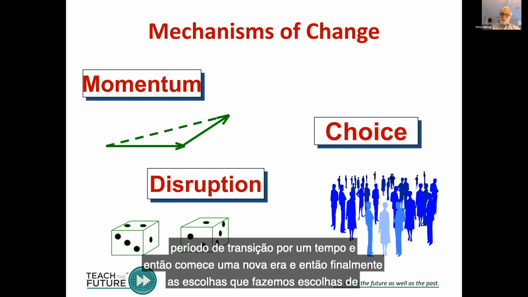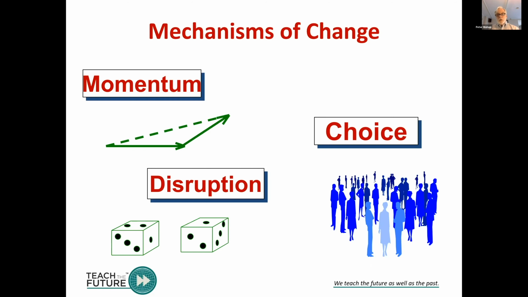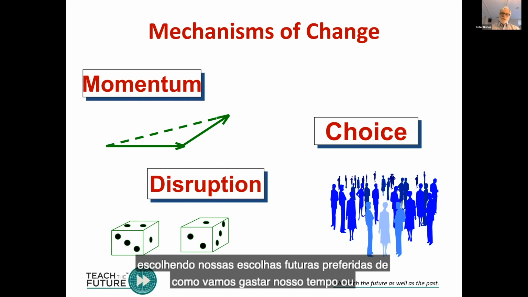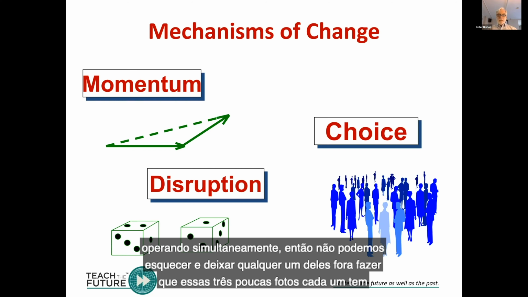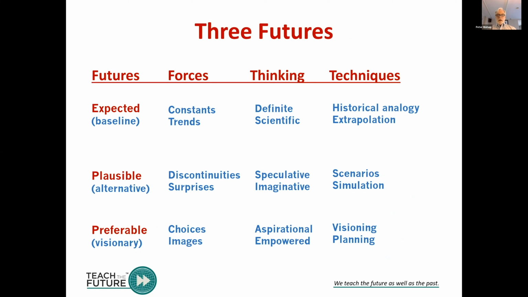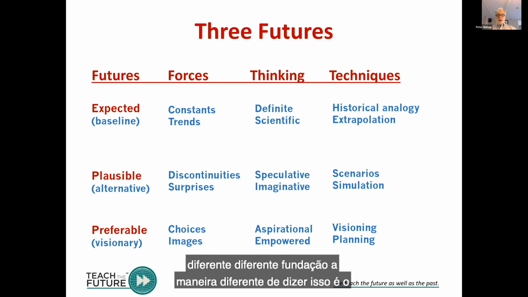And then finally, the choices that we make. Choices of choosing our preferred future, choices of time, how we're going to spend our time, our resources to try and influence that future. All of these 3 things are operating simultaneously, so we can't forget and leave any one of them out. These 3 futures each have a different foundation, a different way of saying this is the expected future.